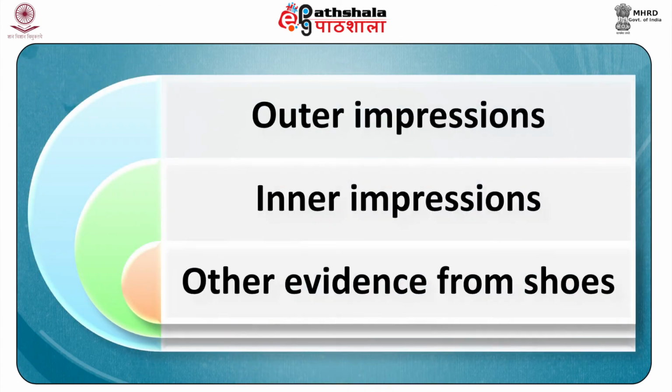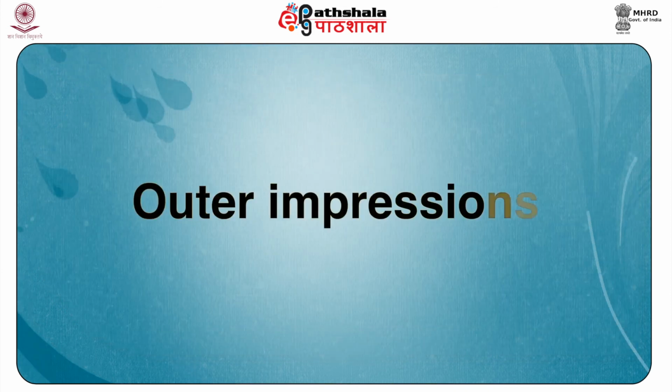If there is an incidental finding, it will be useful because of its uniqueness, and it is desirable to find its corresponding shoe before that feature gets lost with time or damage. The information from a shoe can be obtained in three different ways, that is the outer impression, the inner impression and other evidence from shoes. What is the outer impression?